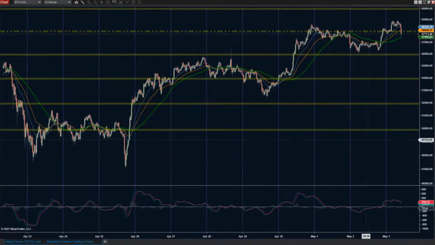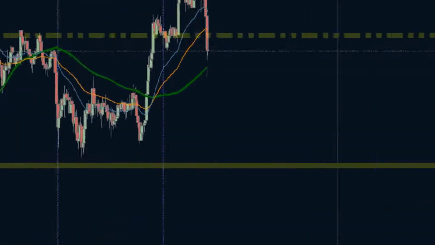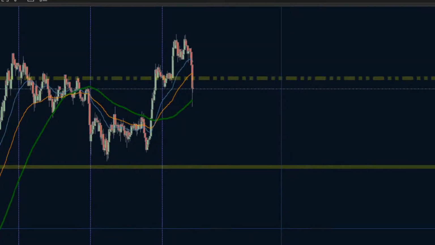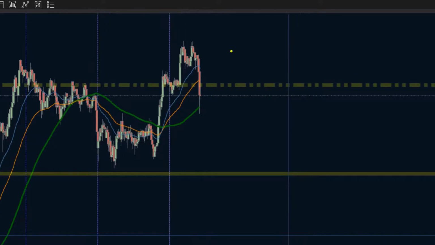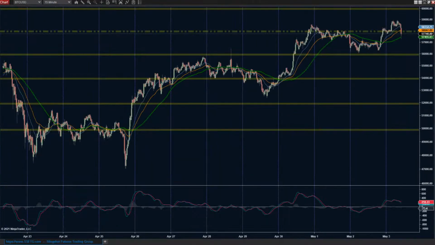Bitcoin, ooh, man. If only this pullback was a little bit bigger. This is what I want to see in the big picture. This is a 15-minute. I want this to be like the daily. Big pullback. Not yet.